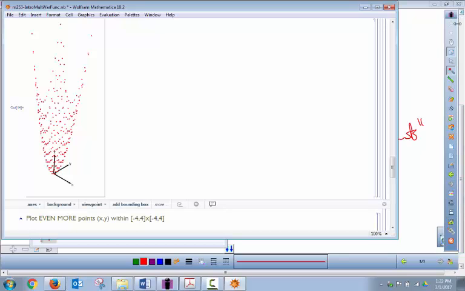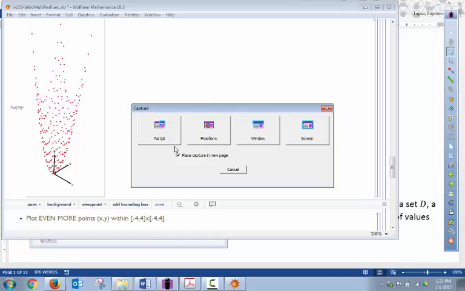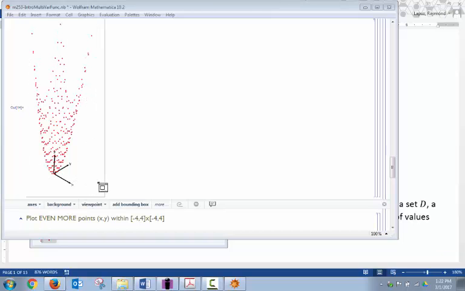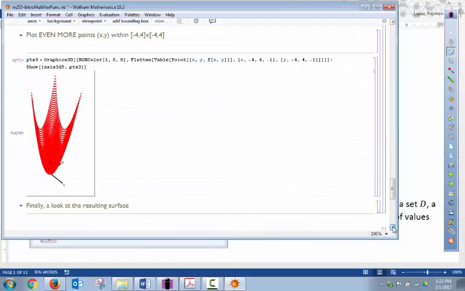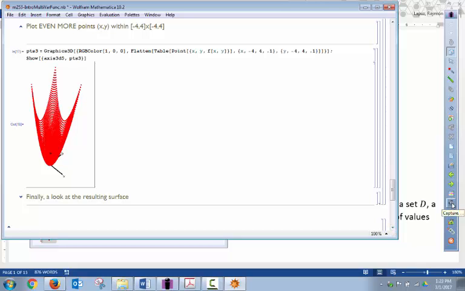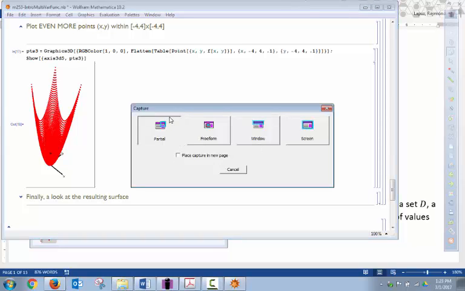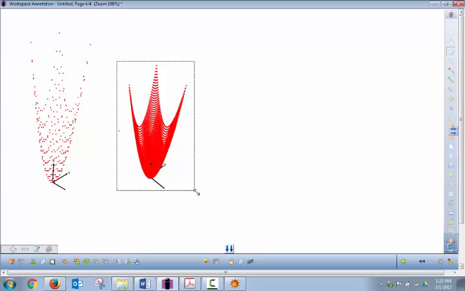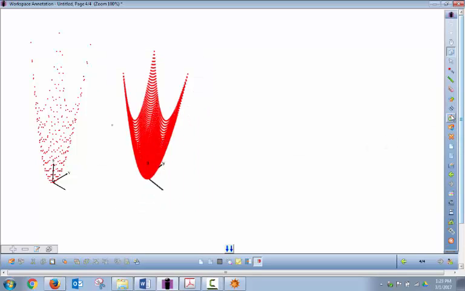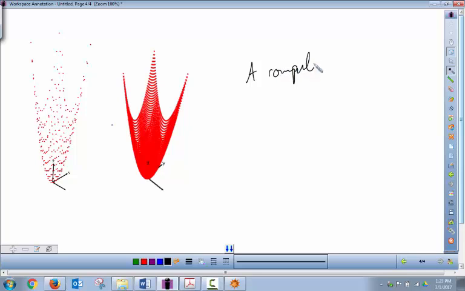I want it on the same page. Are we on the page? Okay, so if you have a computer, yeah.